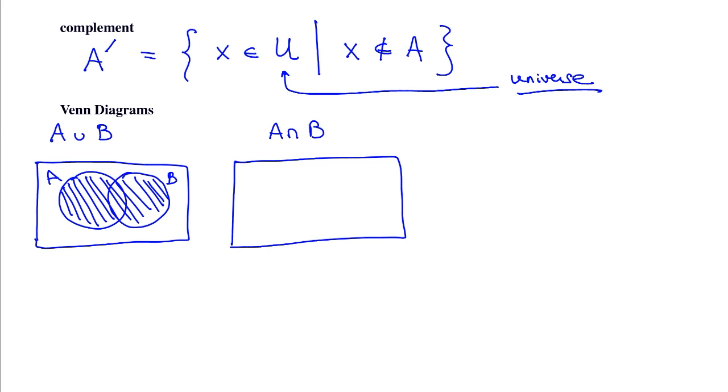So here we have another universe. We have an A. We have a B. In order to be in the intersection, you need to be in both A and B. And where is that on the Venn diagram? It's right here. It's where the circles overlap. And that is all. So right here in this area is A intersect B. And that's it.